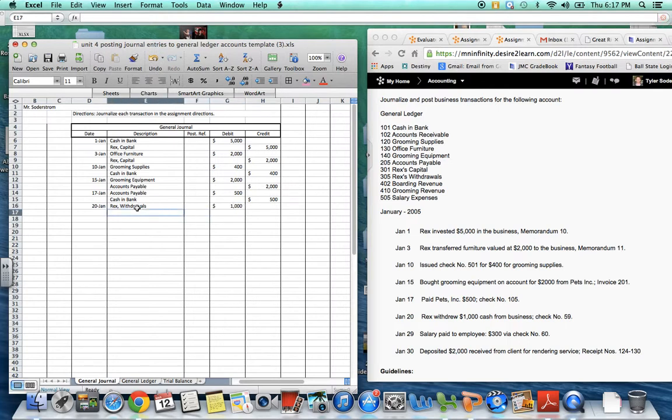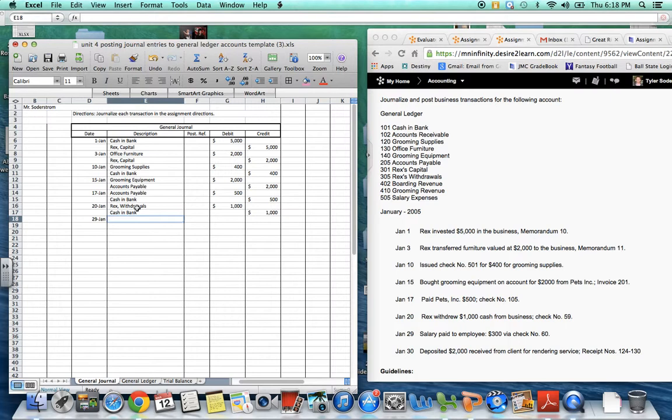And my credit then is going to be to cash in bank. So he took $1,000 in cash out of his business to go spend on something in his personal life. So that's $1,000 that the business now doesn't have, so it's going to decrease the amount of cash the business has.